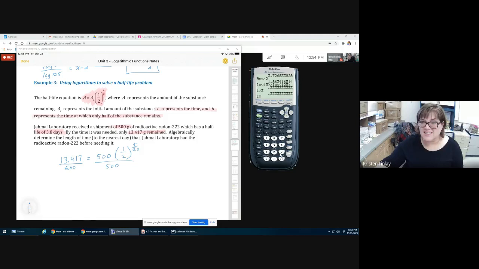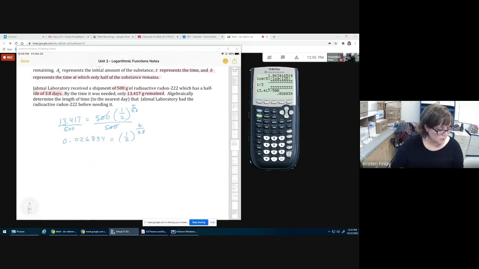So 13.417 divided by 500 equals 0.026834. And it cancels out on this side, so we get 1/2 to the t over 3.8. So we can put this in logarithmic form. So it will be log base 1/2 of 0.026834 is equal to t over 3.8.